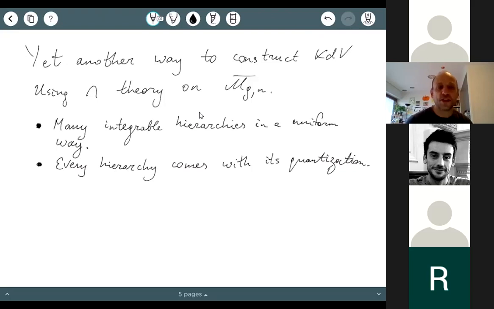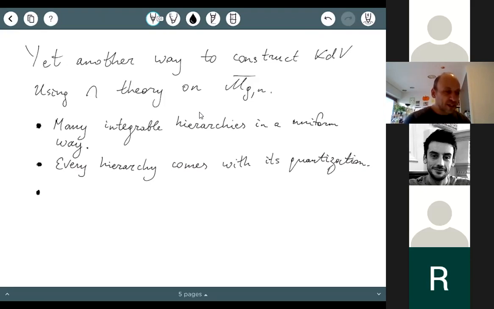So for KdV, there was a construction, but for many other hierarchies, it was completely open. And here there is a theory that does it, again, in a uniform way for a huge amount of different hierarchies, and more or less for free. You don't need to modify anything in the construction. It's just that every hierarchy comes with a quantum version, naturally.